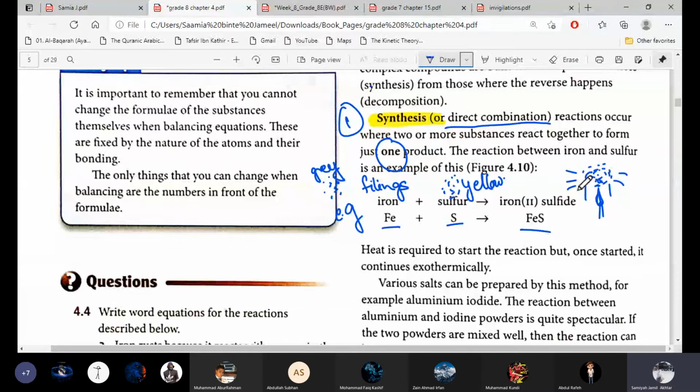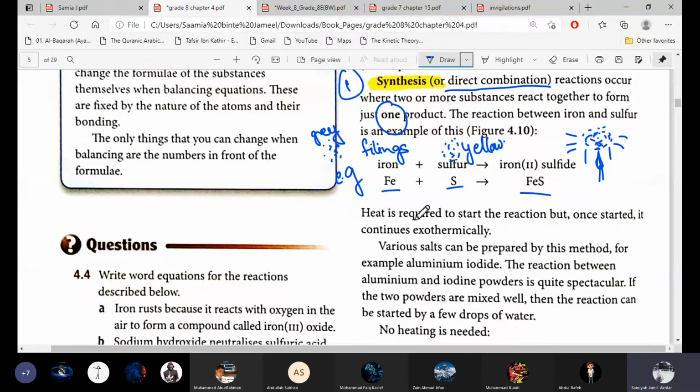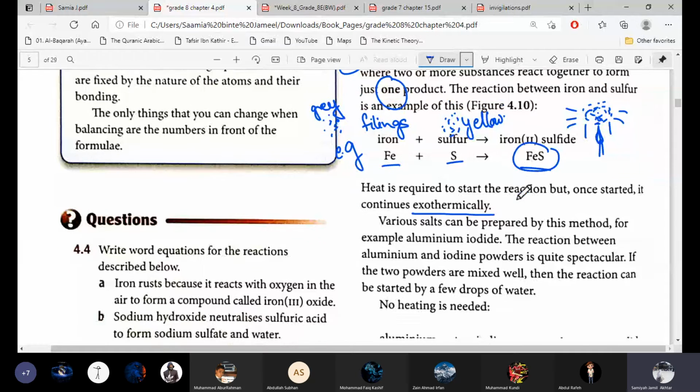And once they react with each other, then they burn, they give flames. So it's exothermic also. The starting part of the reaction is endothermic, and once the reaction has started, it continues exothermically, which is written here. Heat is required to start the reaction, but once started, it continues exothermically. So this is one example of a synthesis reaction in which iron sulfide is prepared.